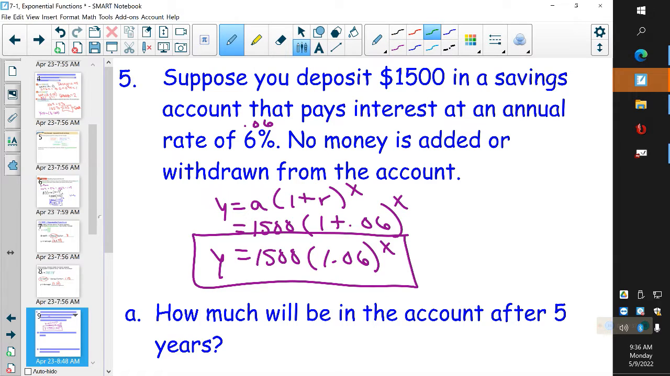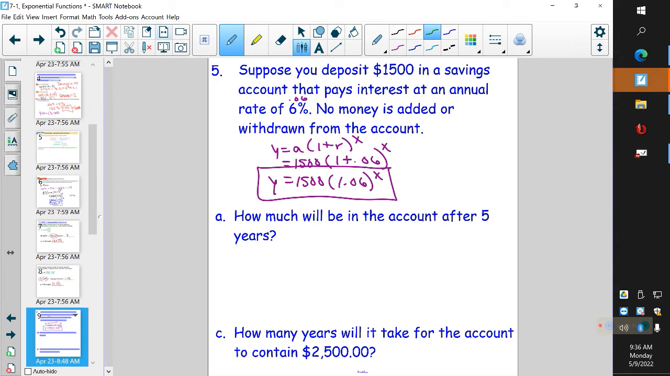So now what I have to do, okay, part A says, how much money will you have in your account after 5 years? So all you're going to do is plug in the number 5 for x.